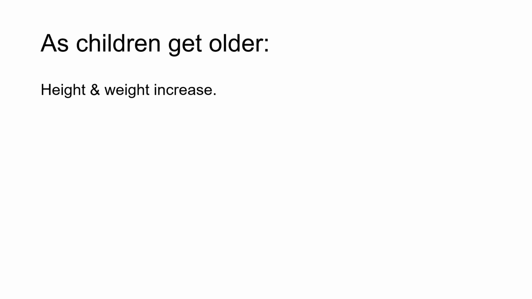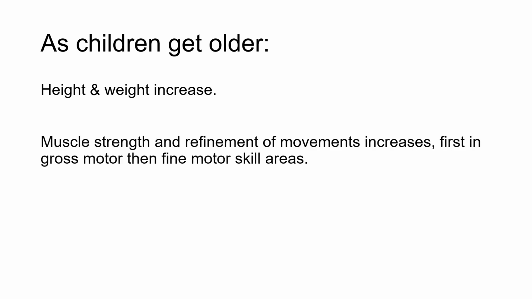As children get older, their height and weight increases. This should make sense. They grow. Muscle strength and refinement of movements increases. First in gross motor movements, like the ability to move arms, legs, walk, things like that. Then into fine motor skills, like being able to grab specific things or manipulate specific objects.